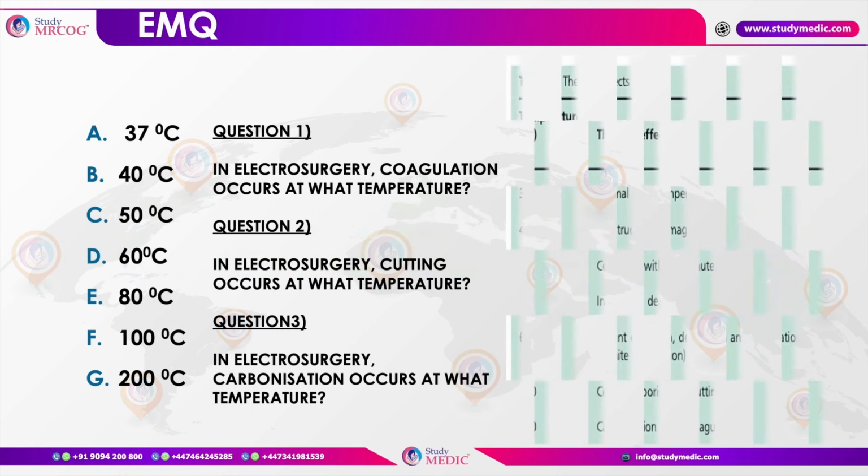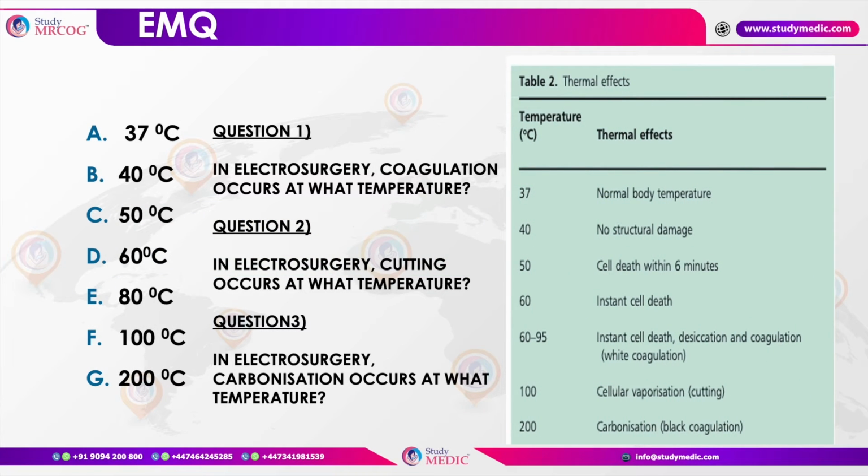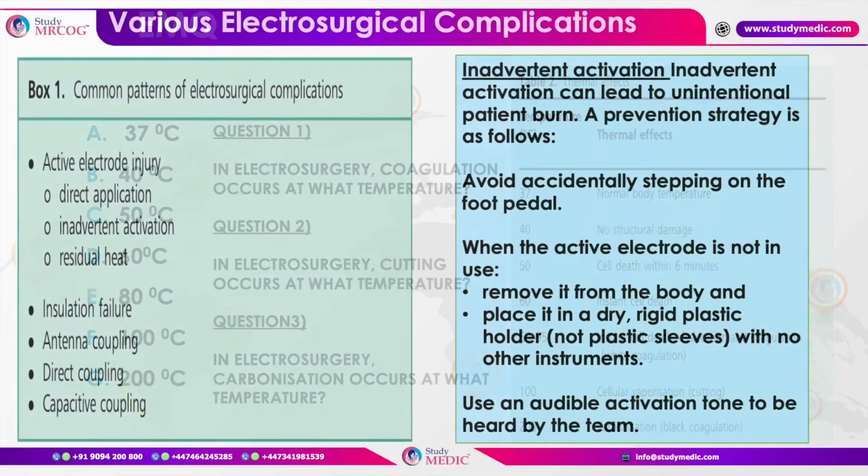Then again, an important exam tested question. You have to remember the temperature at which various effects of electrosurgery are elicited. 37 degrees, we all know, is normal body temperature. Cell death within 6 minutes occurs if the temperature is 50 degrees. Instant cell death at 60 degrees. At 60 to 95 degrees, white coagulation occurs, cutting or cellular vaporization occurs at 100 degrees, and carbonization or black coagulation occurs at 200 degrees.